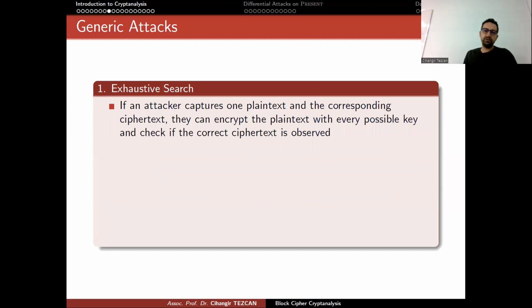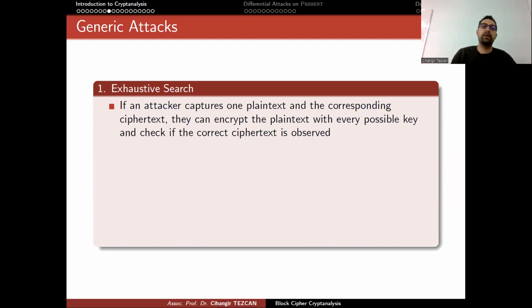Okay. So I will come to this again. Let's focus on exhaustive search. So let's first talk about generic attacks, and this will actually determine our security upper bound. Okay, so exhaustive search attack, in this case, we are searching for the secret key. So exhaustive key search attack is the most basic generic attack that you can perform.